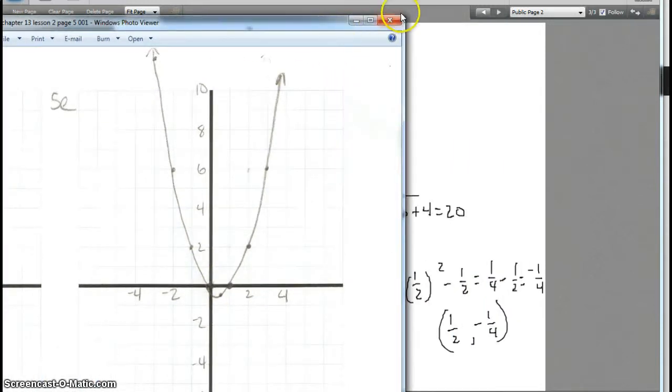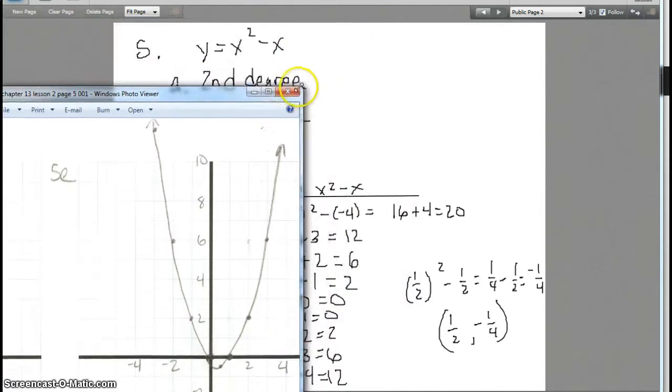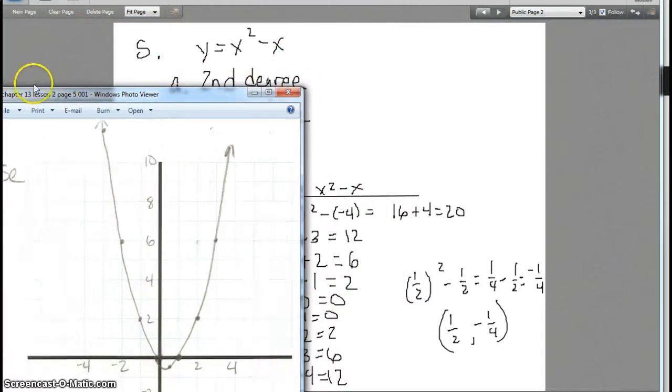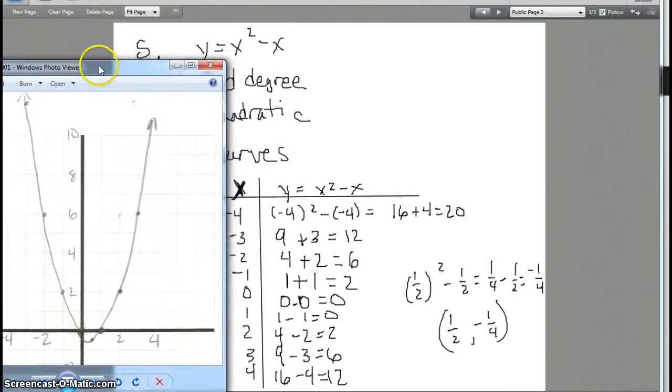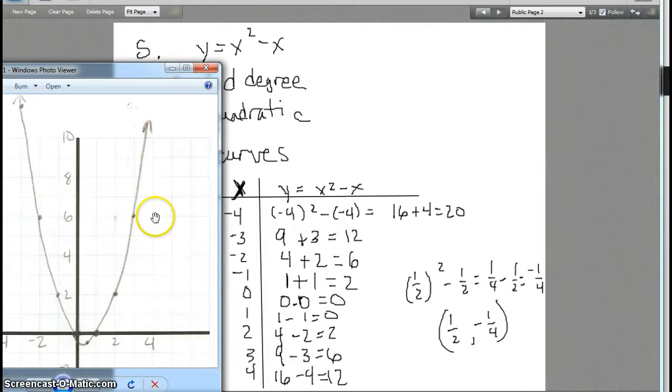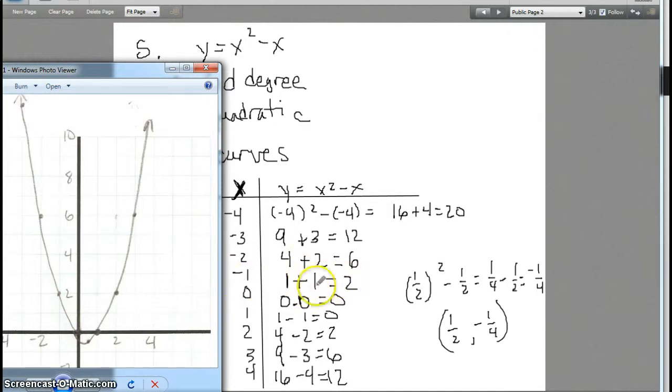Let me make this a little bit smaller so that we can see this at the same time as our table. So there we go. Here you can see we have the point negative 4, 20, which actually did not make it on my chart. Negative 3, 12. So here's negative 3 and a point up here at positive 12. Negative 2, 6. Here's negative 2, and you can see the point here at 6. We have negative 1, 2. So here's negative 1, and we have a point up here at 2.